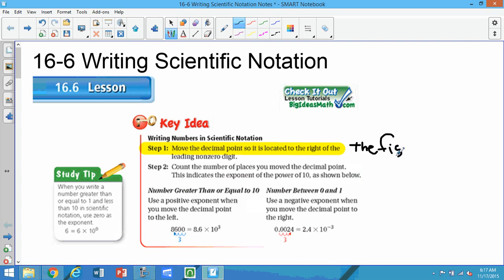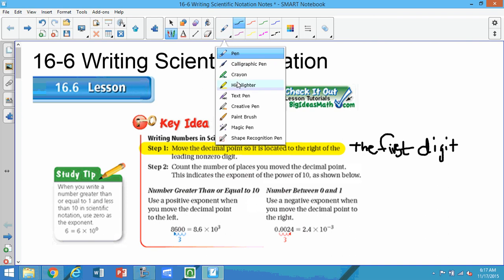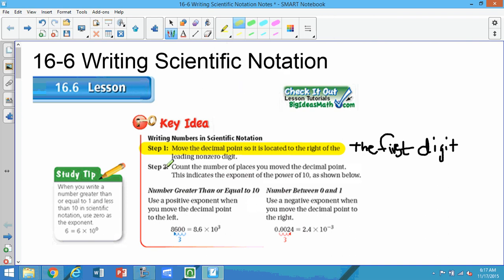Because essentially what you're doing is creating, and working backwards to create, that scientific notation. We're going to practice that a little bit so you can see what that looks like. Step two is to count the number of places you moved the decimal point, and that indicates the exponent of the power of 10. And that's essentially what you're going to do.